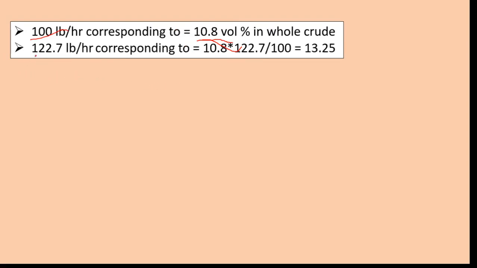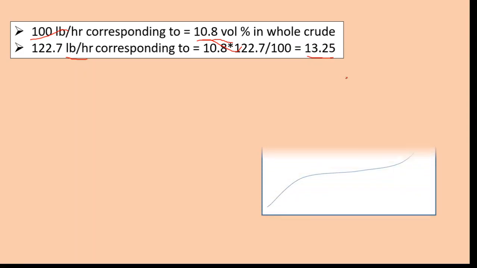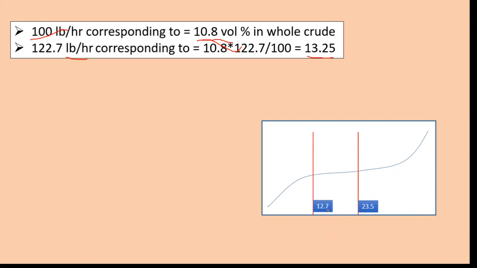What about the feed flow rate? Feed flow rate is 122.7. So if 100 represents 10.8 volume percent in the crude, then for 122.7 it will represent 10.8 divided by 100 multiplied by 122.7, that comes to around 13.25 volume percent on the whole crude basis. This is the value of feed, that is the yield of feed in the crude oil. You have to be careful, that is the important step. In this way we can find out 23.5 and 12.7. This is about the D, and the yield is 10.8.